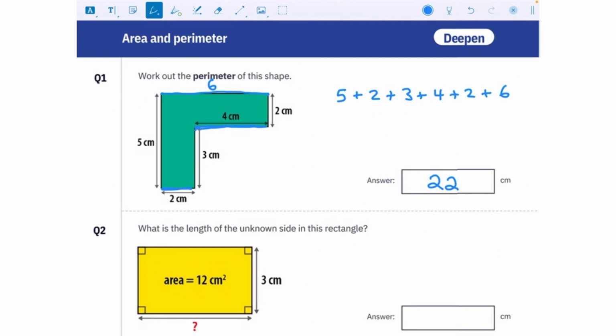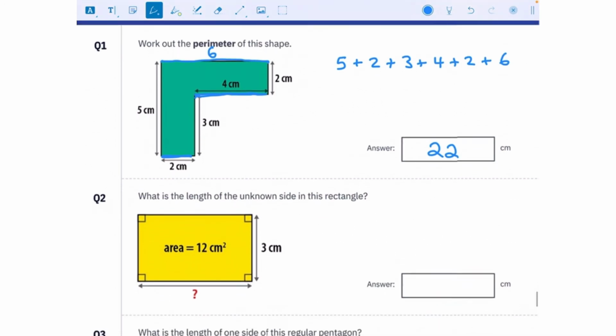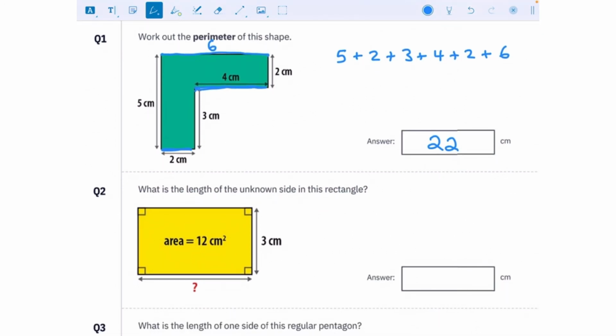For question number 2, what is the length of the unknown side? So we know that area is base times height, or length times width. So we need to know what number here would multiply by 3 to get 12. So something times 3 equals 12. And we can get our answer by doing 12 divided by 3, and hopefully you can spot that that needed to be a length of 4.